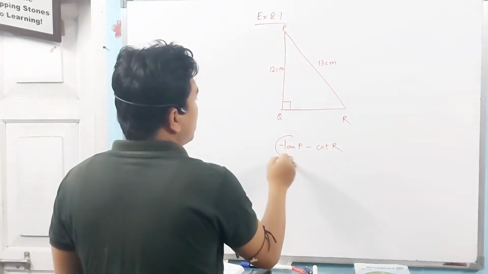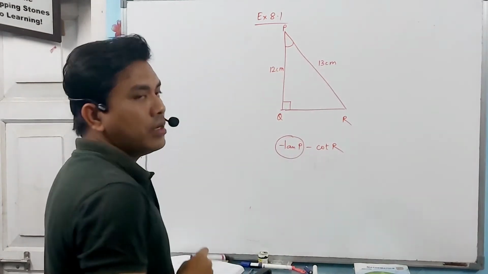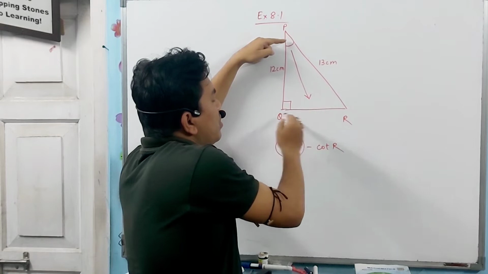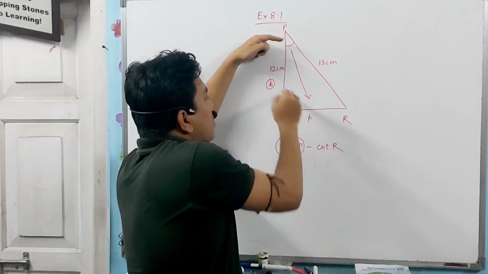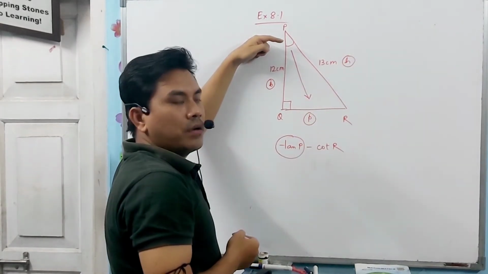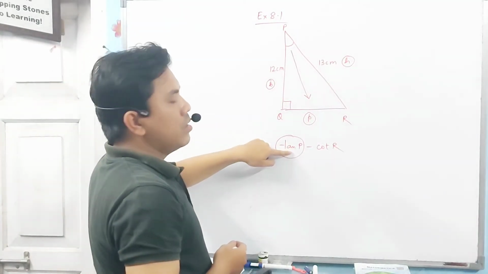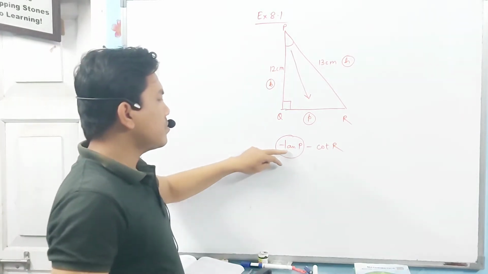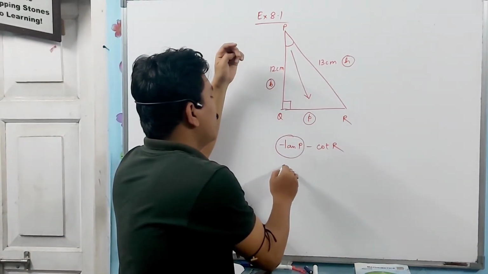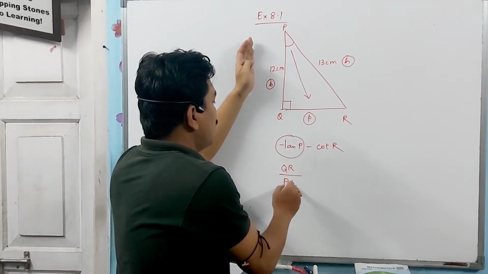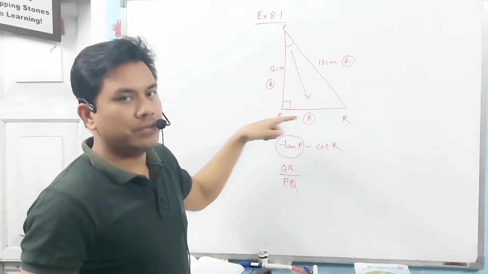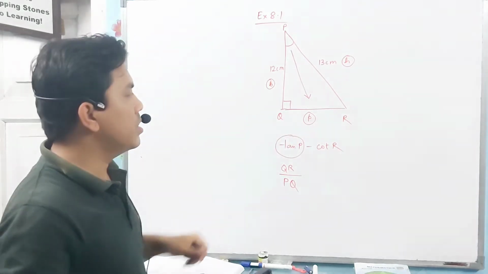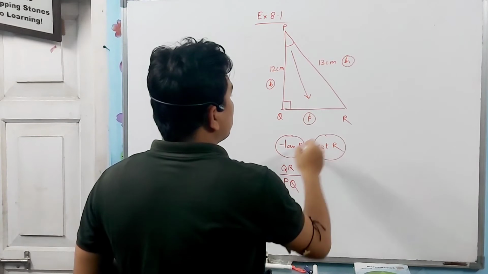Now let us concentrate on tan P. This is the angle for which we have to find the tangent. The side just opposite to the angle is QR, so this will be the perpendicular. This is the base, and this is the hypotenuse. For tan it will be perpendicular by base. So here the perpendicular is QR and the base is PQ. In this case we need to know QR, but in the question it was not given. The other two sides are given, but QR is not. But we can easily find it by using Pythagoras theorem. Now let us come to cot R.